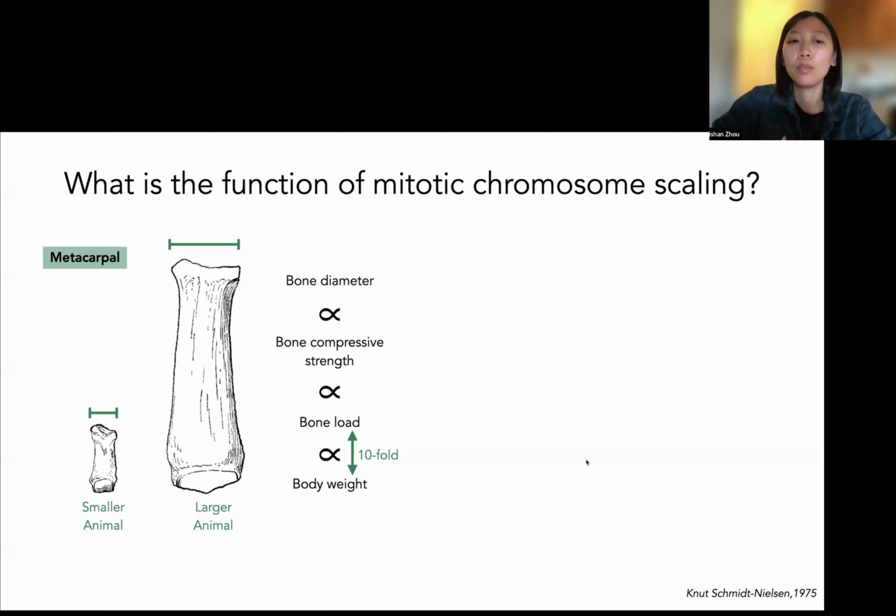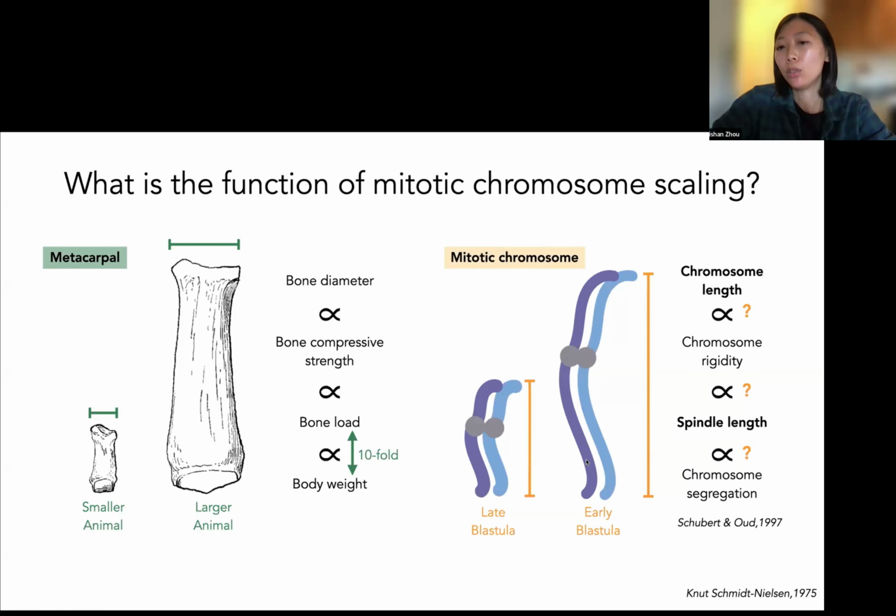Okay, so I started this talk by introducing you to this idea of size in biology and in terms of how we think bone size scales to body size. And now what I've shown you is how we think mitotic chromosome size also scales to cell size and NC ratio during early development. But what I really haven't told you at all is why any of this is happening or if it's even important.